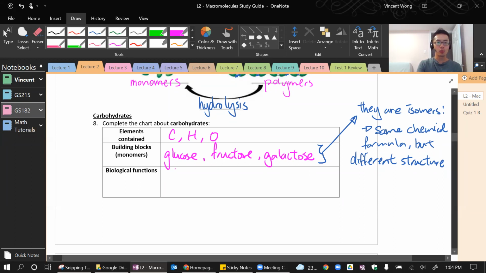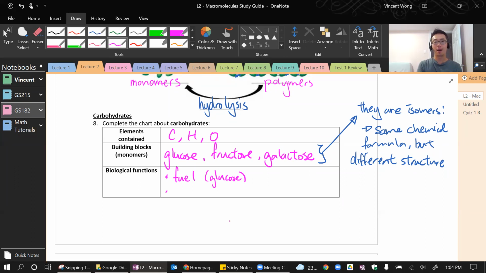What do we use carbohydrates for? We use it for fuel. For example, we burn glucose. But we don't eat glucose alone, right? I don't think you can even buy glucose in the supermarket. I think you can buy it from a specialty store, in the form of syrup or something like that. But no one usually would eat glucose directly, right?